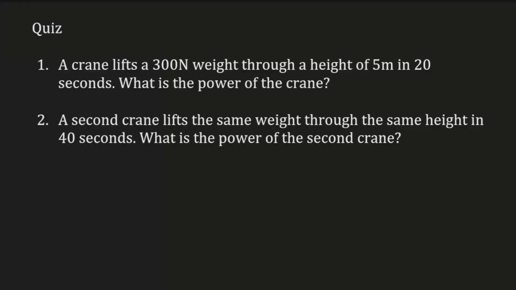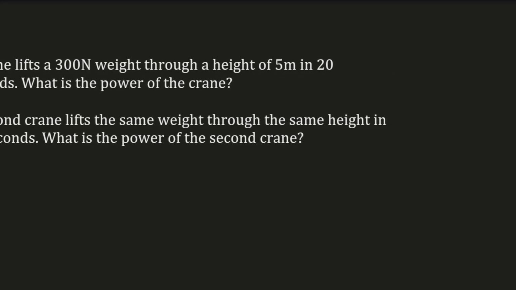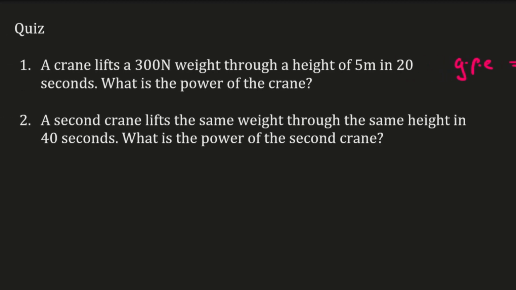So pause the video, have a go, and then we'll go through the answers. So question 1, a crane lifts a 300 Newton weight through a height of 5 meters in 20 seconds. What is the power of the crane? So the first thing we want to do is work out how much energy is being transferred. And we can say that the 300 Newton weight, because it's lifted a height, we know that's going to be gravitational potential energy.